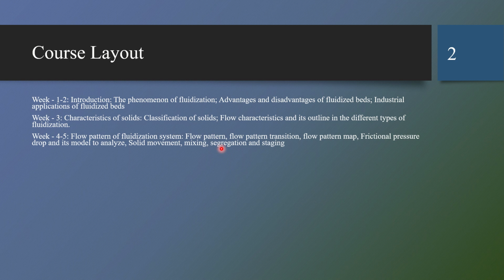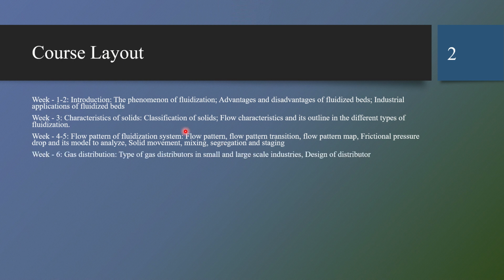So all these are seen, and how to map them according to their diameter and the velocity was also seen in those classes. And frictional pressure drop and its models to analyze small solid movement, mixing, segregation, and staging.